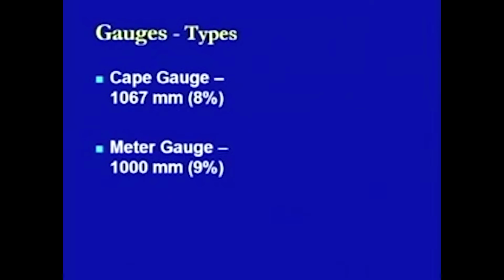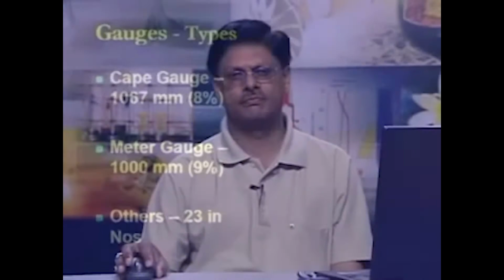Other than the Cape gauge, there is the meter gauge, where the clear distance between the rail sections is 1000 mm, and its share worldwide is around 9%, very similar to the 8% of the Cape gauge. Other than these four major gauges, there are 23 other gauges which have been used in different countries of the world.